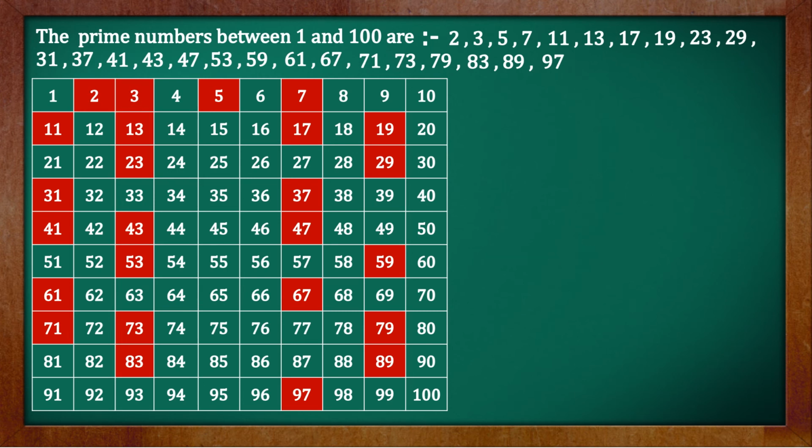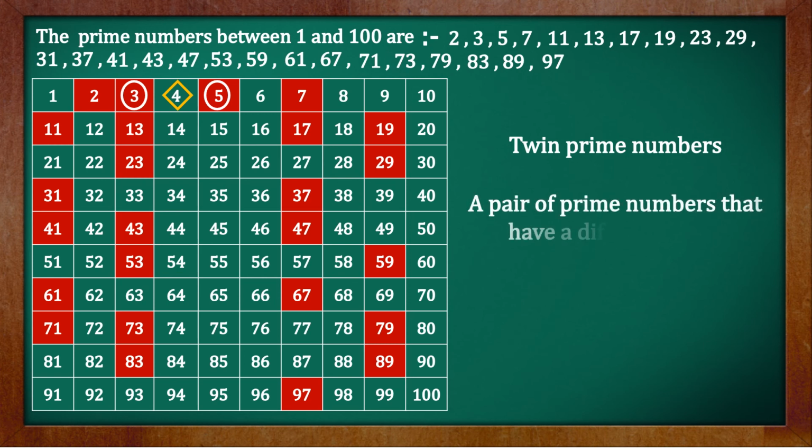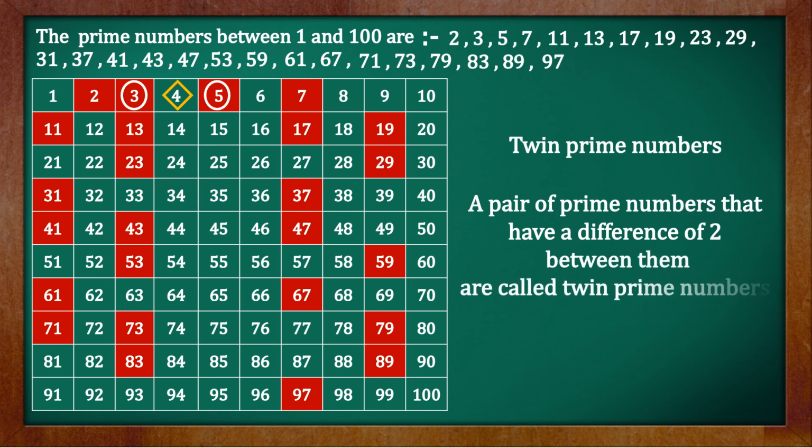Next, look at the prime numbers 3 and 5. They are two prime numbers that have one composite number in between them, or they are two prime numbers that have a difference of 2 between them. Such numbers are called twin prime numbers. Hence, we can say that a pair of prime numbers that have a difference of 2 between them are called twin prime numbers or just twin primes.